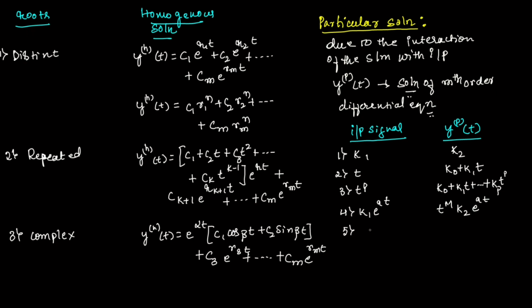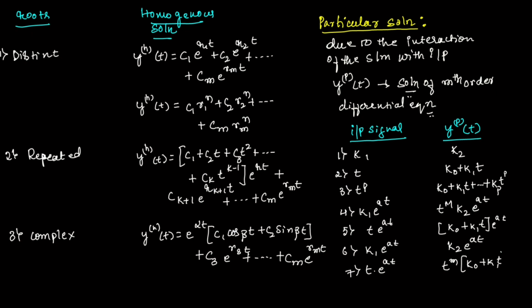If the input is t exponential to the power of At, in that case we can write yp of t as k0 plus k1t exponential to the power of At. If the input is k1 exponential to the power of At, then yp of t will be k2 exponential to the power of At. If the input is t into exponential to the power of At, then yp of t will be t to the power of m into k0 plus k1t into exponential to the power of At.